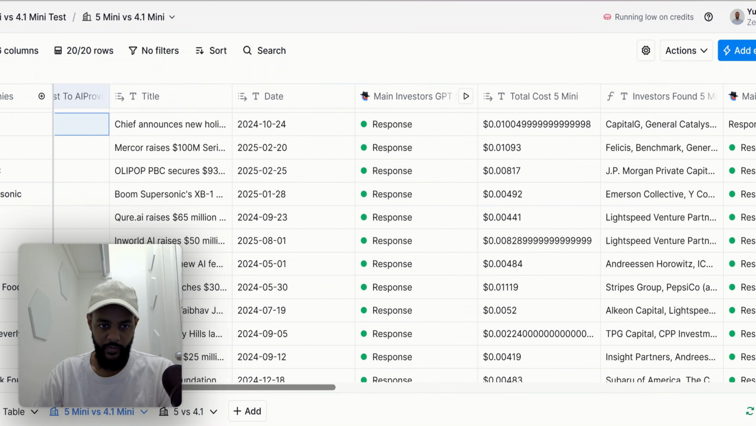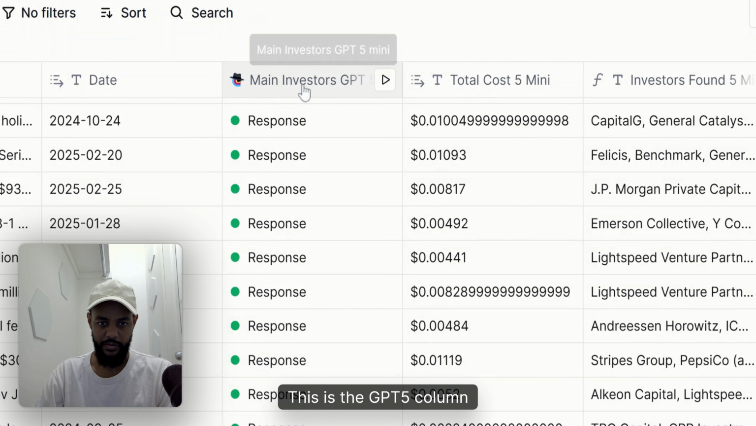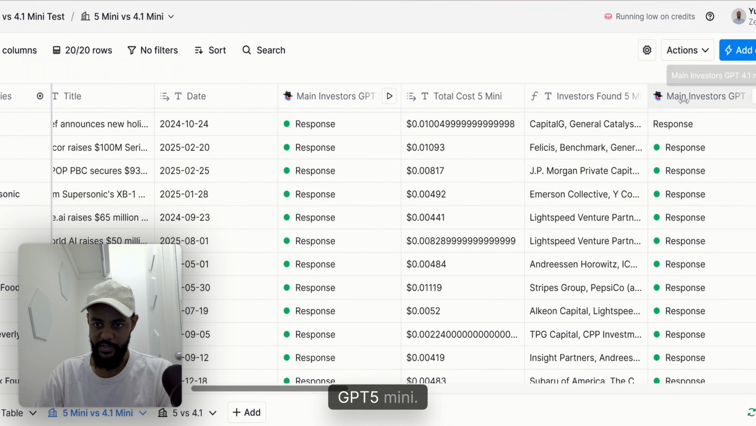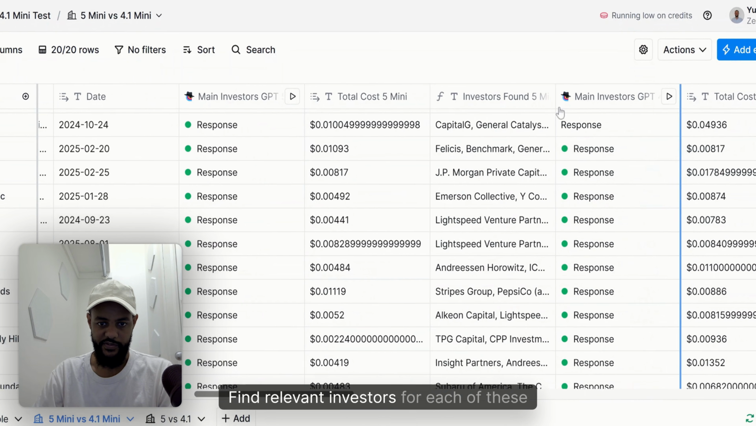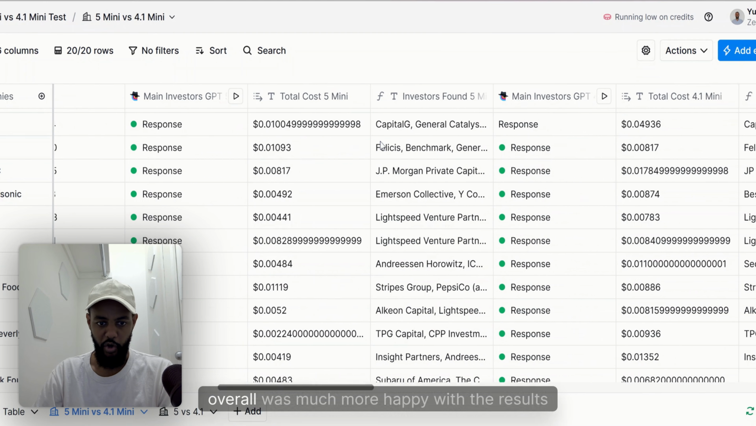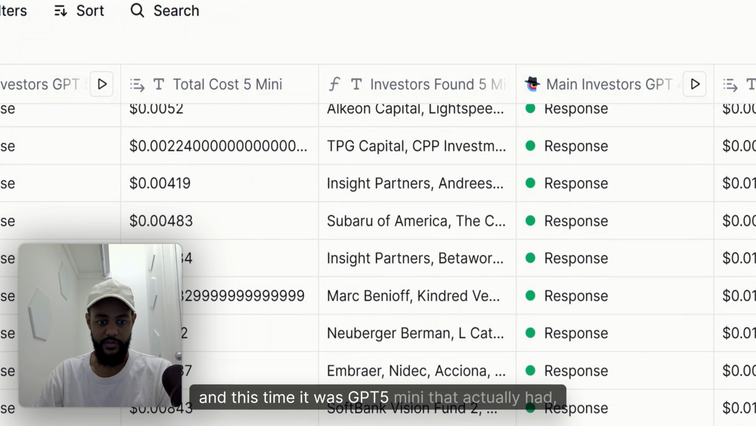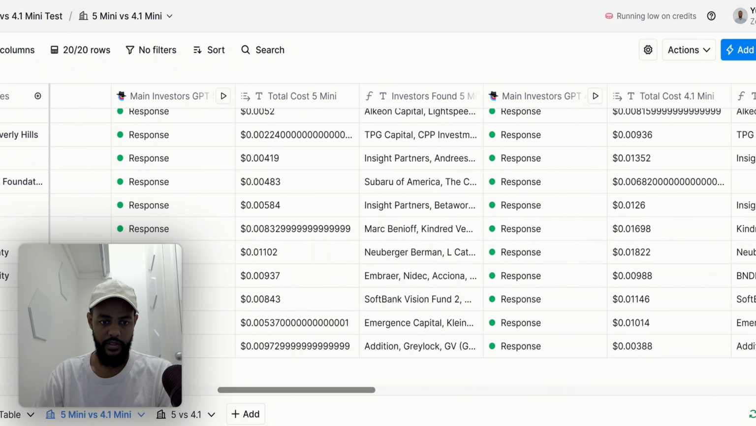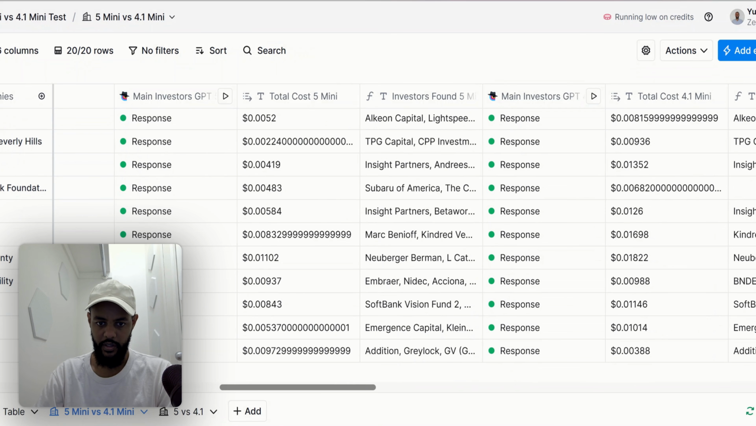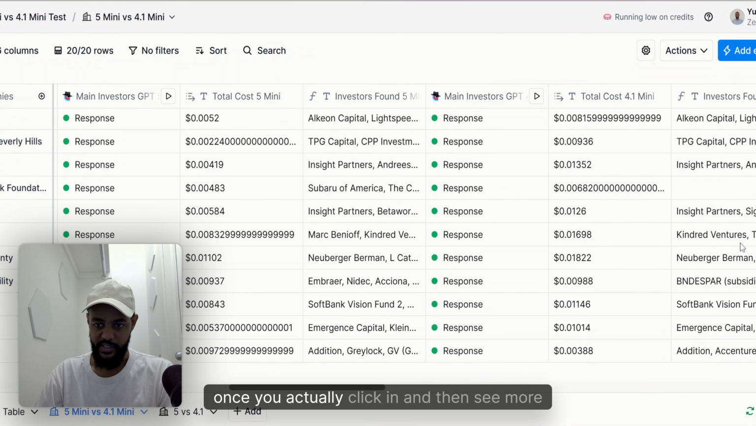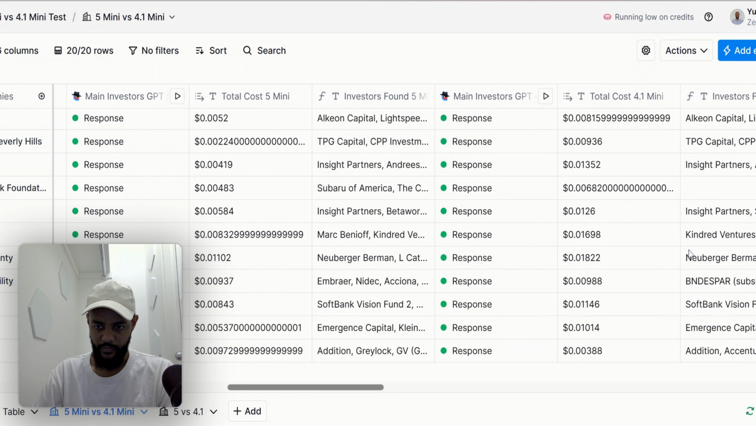Second test, can you find the main investors? This is the GPT-5 column, sorry, GPT-5 Mini. This is the 4.1 Mini column. Find relevant investors for each of these companies. Overall, I was much more happy with the results here. And this time it was GPT-5 Mini that actually had the more complete results. It went 20 for 20 versus 19 for 20 here. Once you actually click in and see more results, you'll see the depth of it.